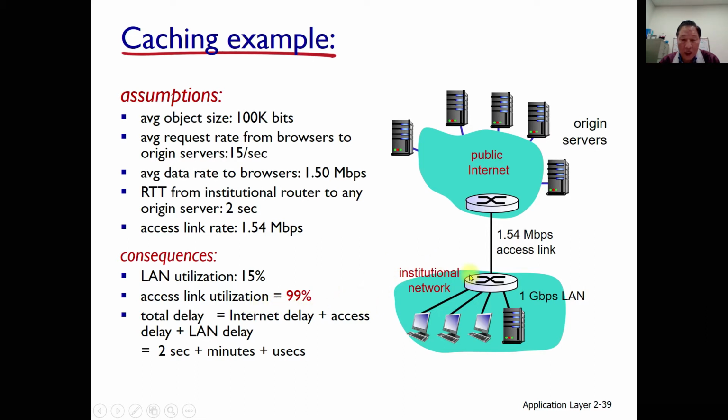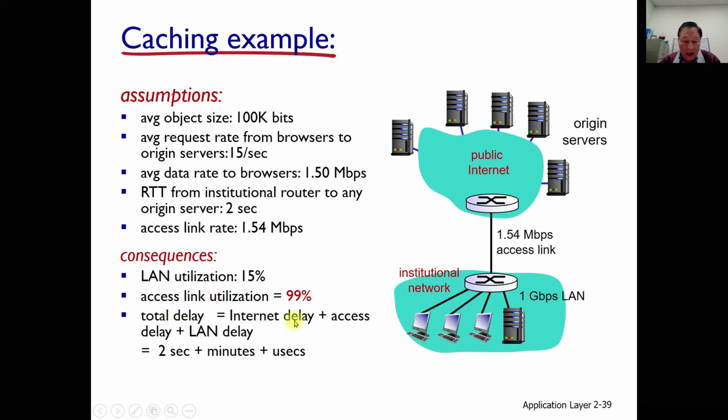And access link utilization, this is almost fully utilized, because the data rate to the browser is 1.5 megabps, and this is almost 1.5. That is actually 1.54. That's around 99%.